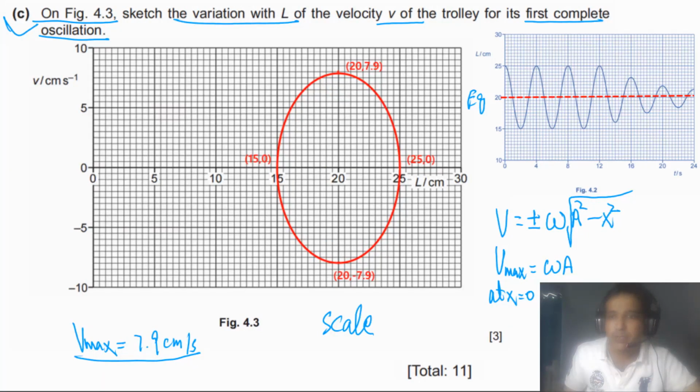It's better to write down the coordinates. When v is maximum, x is equal to 0. So we have maximum v here, and maximum v here.